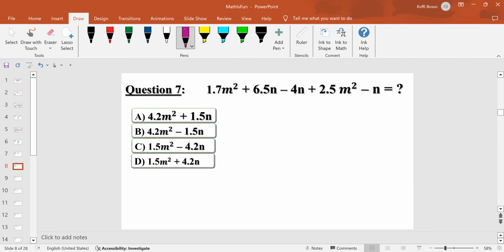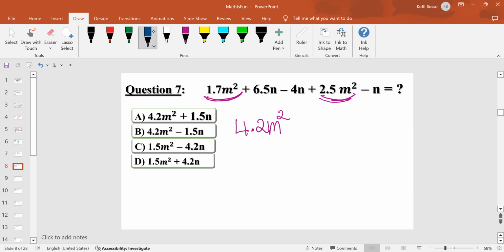Question number 7. So in this question we're going to combine like terms. We have like terms as this and this. They are like terms because they have the same m squared. So they have the same variable, which is the letter, and the same exponent, which here is 2. Therefore, we're going to add 1.7 to 2.5 because we keep m squared as the answer. Doing that, you get 4.2. So 1.7 added to 2.5 gives you 4.2. And we keep the m squared.